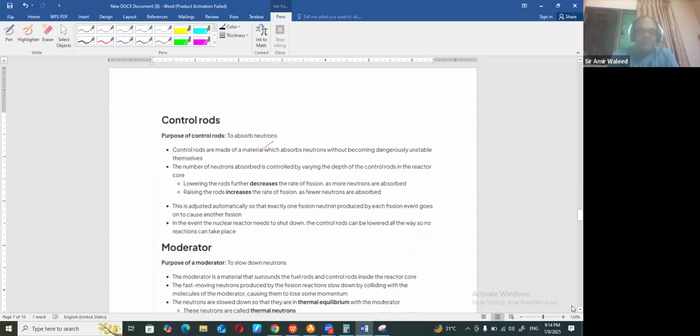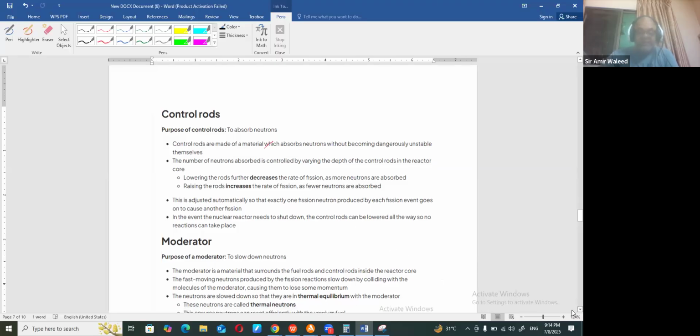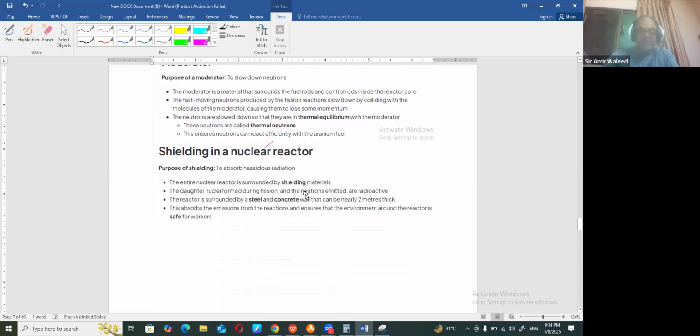So what is the control rod's purpose? To absorb the neutrons. Lowering the rod further decreases the rate of fission as more neutrons are absorbed. Raising the rod increases the rate of fission as fewer neutrons are being absorbed. And what is the purpose of the moderator? To slow down the neutrons. As I just told you, the moderator is a material that surrounds the fuel rods and control rods inside the reactor core. The neutrons are then called thermal neutrons. This ensures neutrons can react efficiently with the uranium fuel.